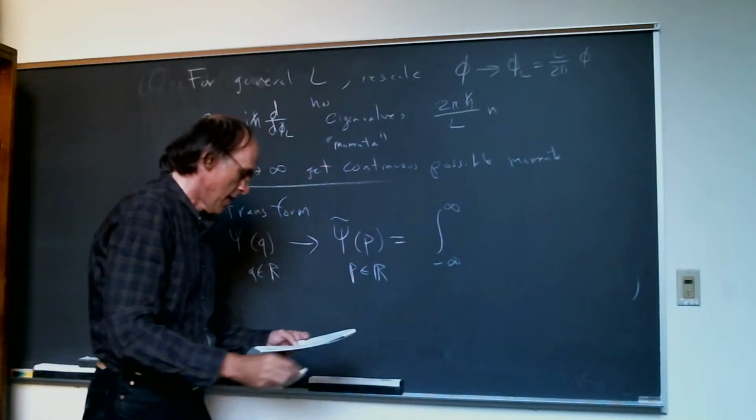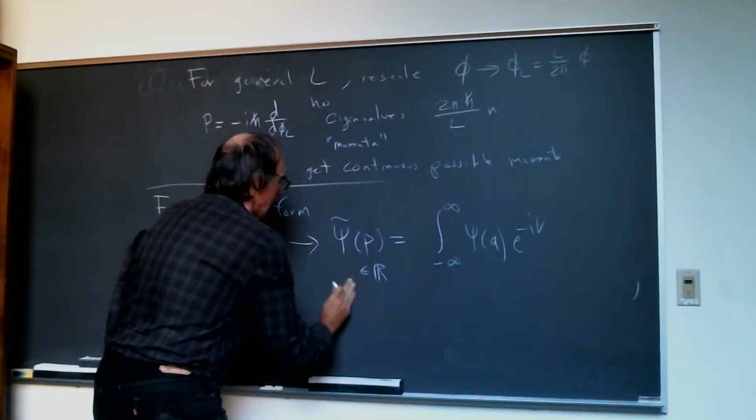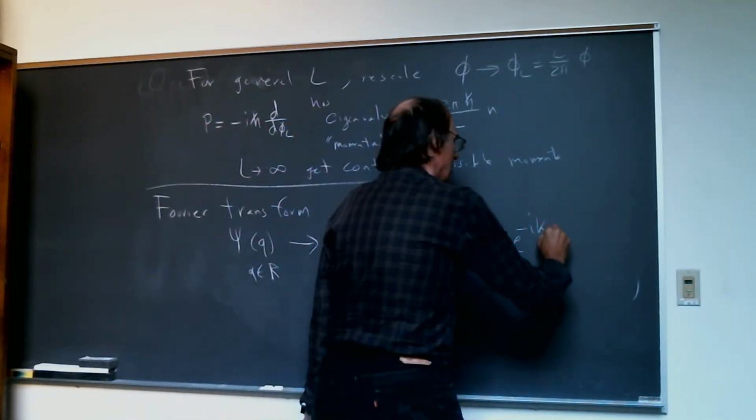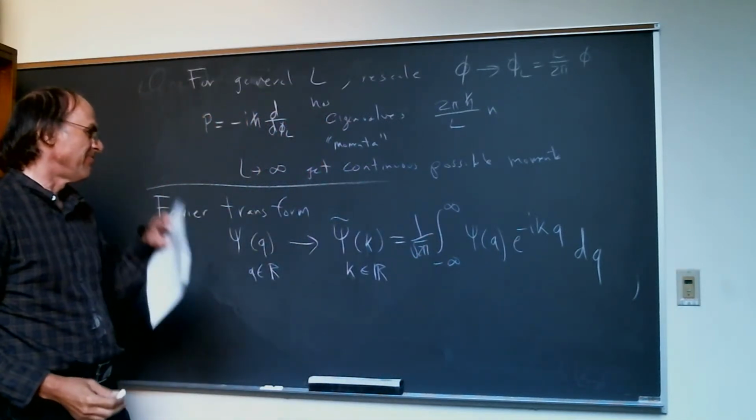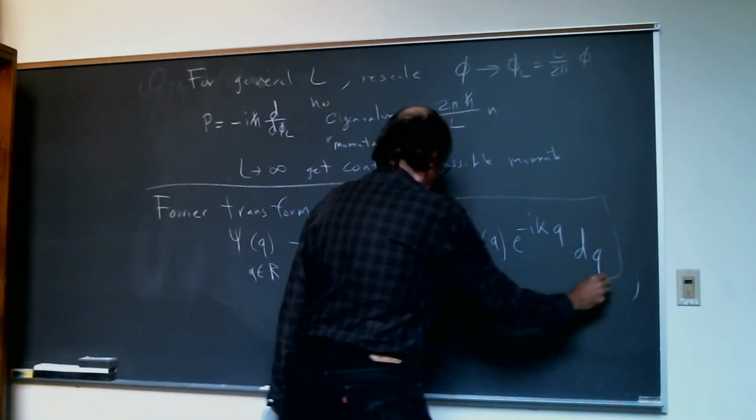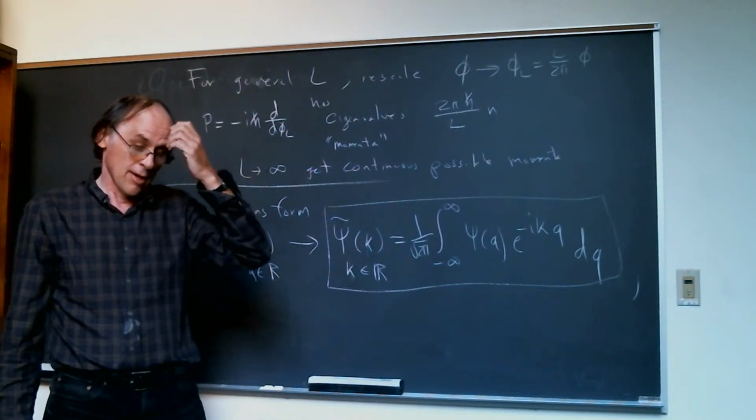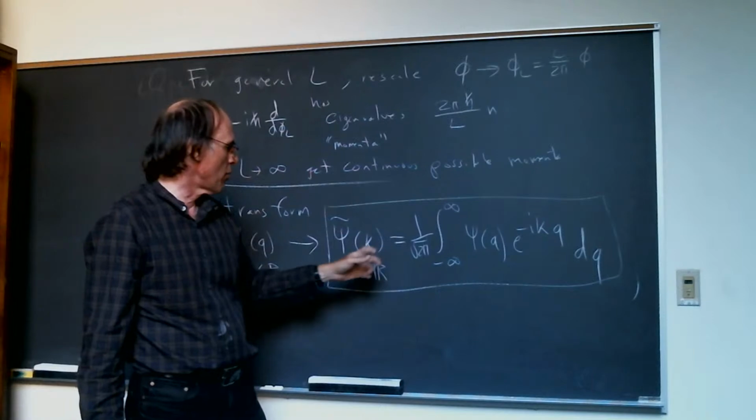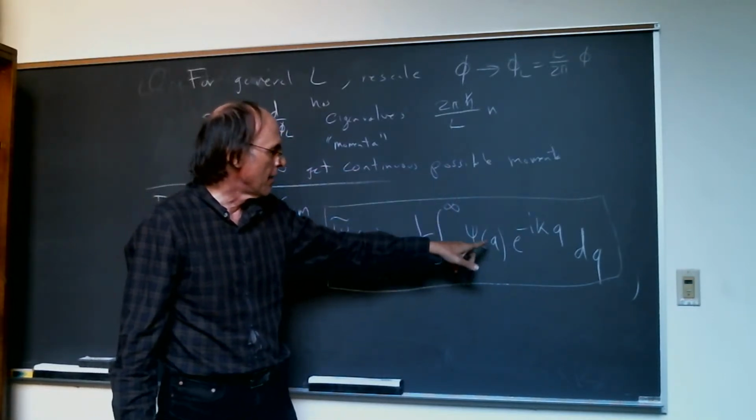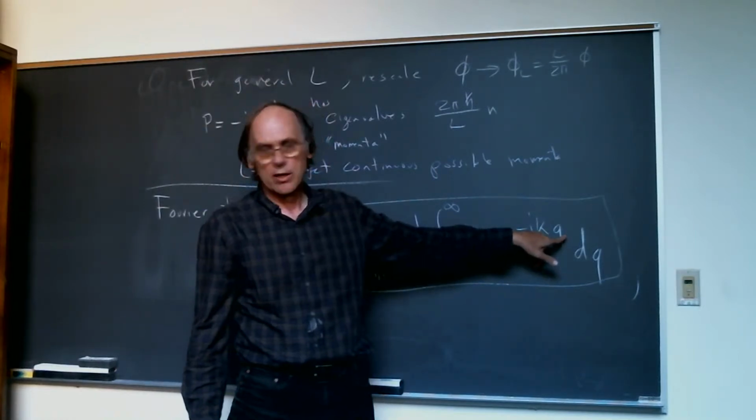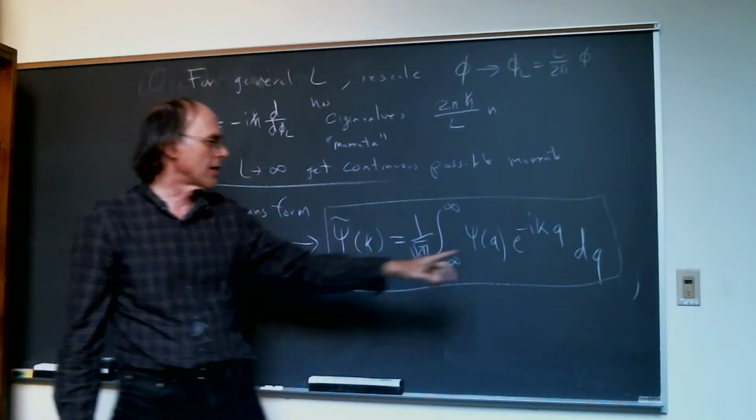Then you just define it this way. You integrate from minus infinity to infinity psi of q, e to the minus i k q, dq, times 1 over the square root of 2 pi. This is the basic definition we're going to use for a Fourier transform. You should think of it as a continuous analog of the formula for computing Fourier coefficients, where you integrate over the circle the function times e to the minus i n q. Here we replace the discrete variable n by a continuous variable k.